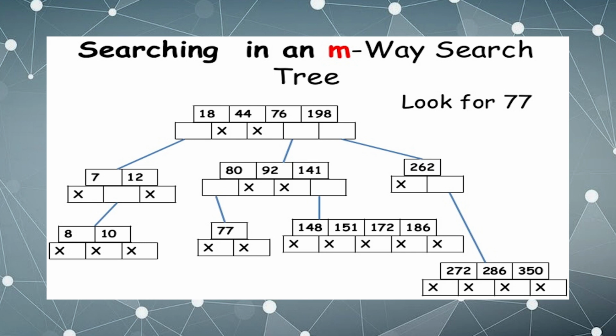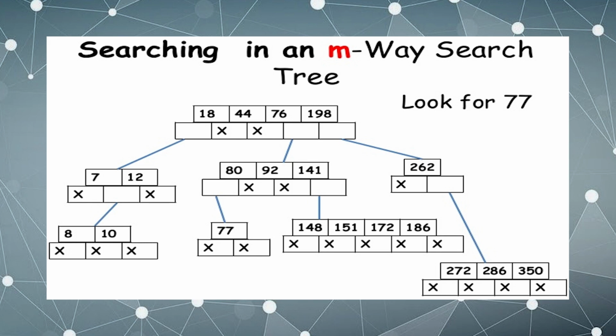Suppose I want to search for 286. Again we compare, starting with the root items 18, 44, 76, 198. 286 is greater than all the root items, so we follow the path of the right subtree of 198. The right subtree of 198 is 262. Again we compare 286 with 262, and 286 is greater than 262, so we follow the path of the right successor of 262.